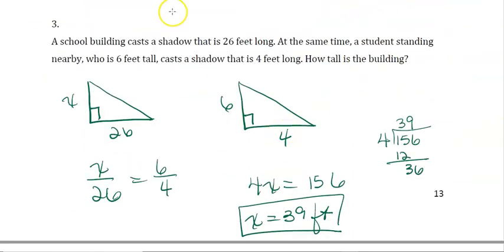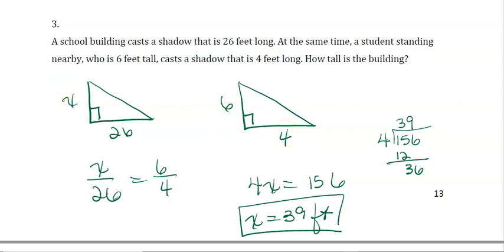Okay. Here is your famous shadow problem. So a school building casts a shadow that's 26 feet long. At the same time, a student standing nearby who's 6 feet tall casts a shadow that's 4 feet long. How tall is the building?